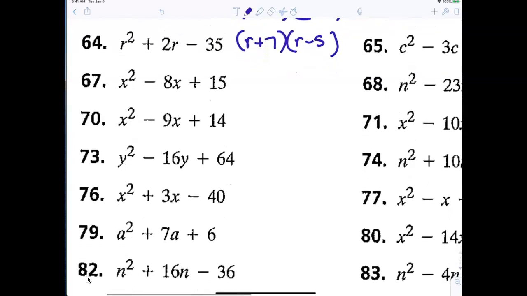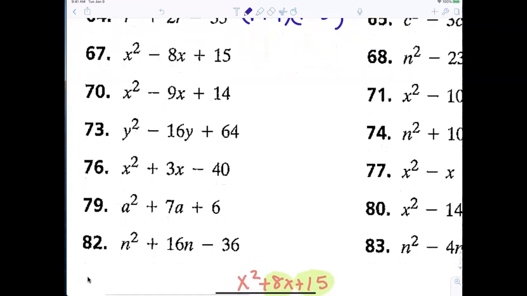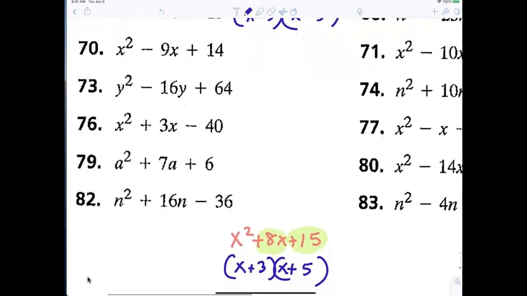All right, Chloe. Okay, so x and x, and then 5 and 3. And I want negative 8. So minus and plus. Minus. Negative 5 and negative 3. Do you agree? Makes negative 8. Hey, Ian, you good? All right.